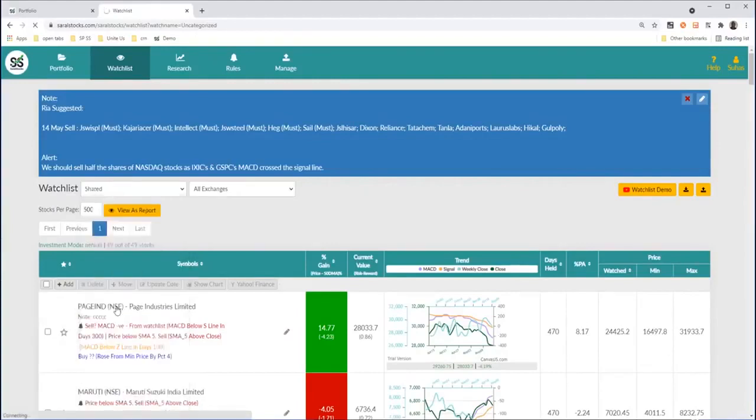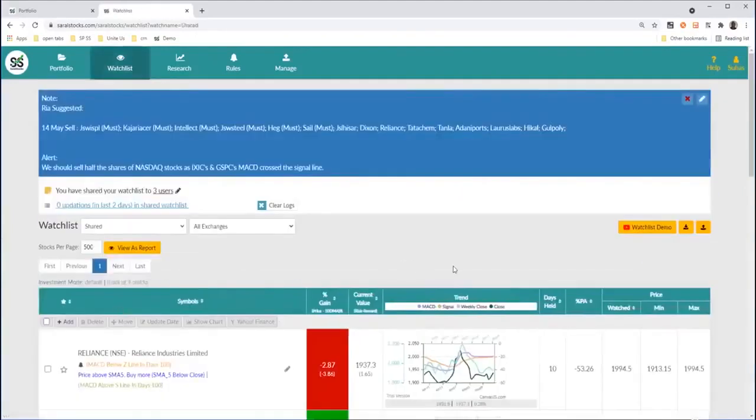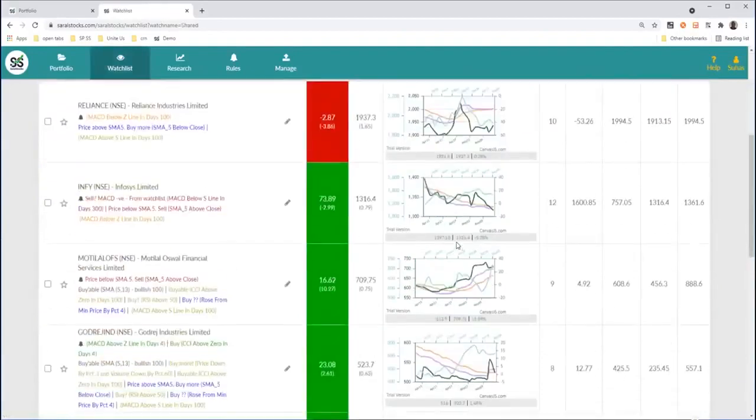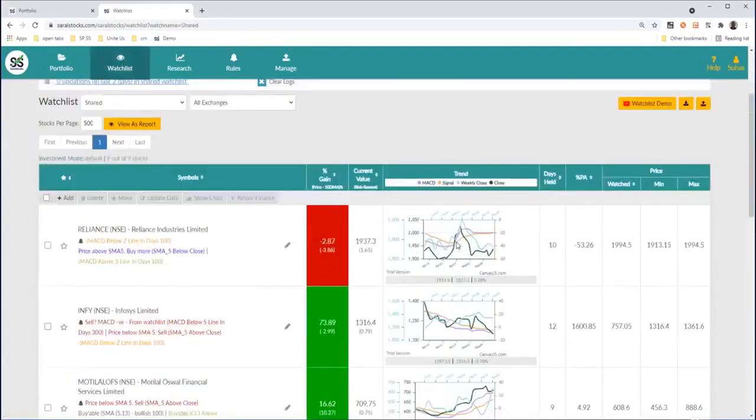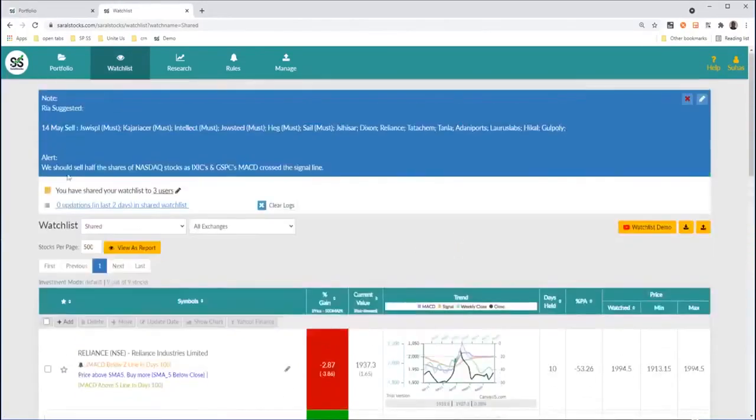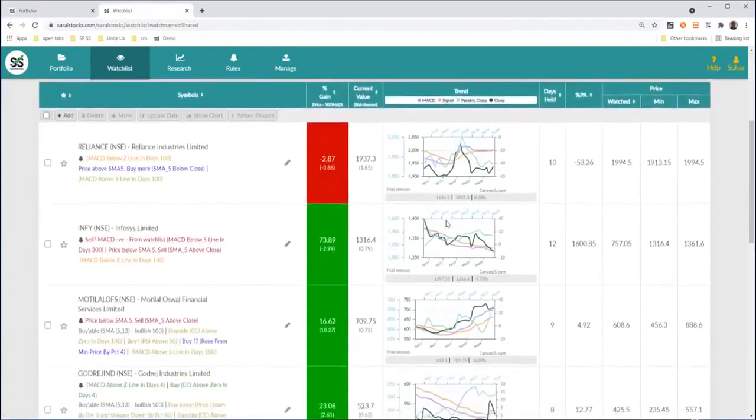Then there's a shared watch list. The shared watch list is where you can collaborate with your friends. For example, this watch list is shared by 3 people, and there are 0 updates in the last 2 days in this shared watch list. When somebody in the group modifies the stock, you'll get a message next to the stock, and then you can discuss and analyze whether this stock is worth buying.